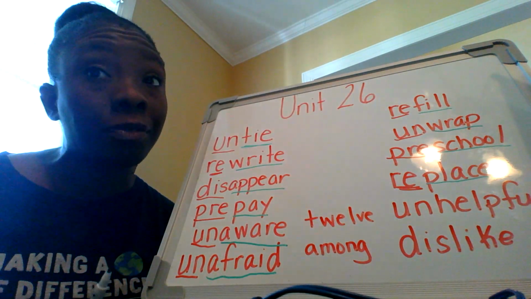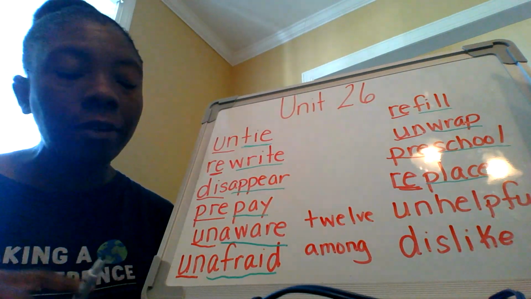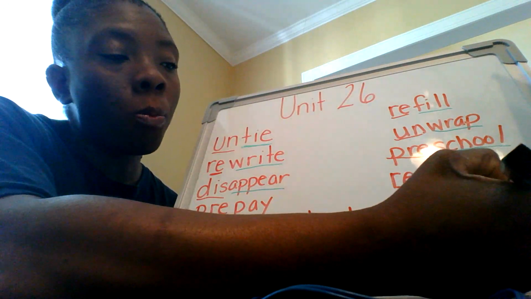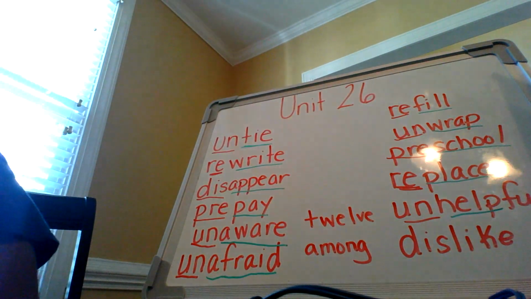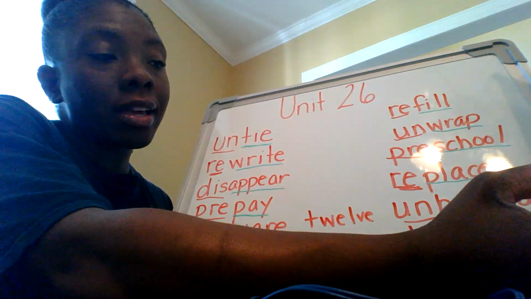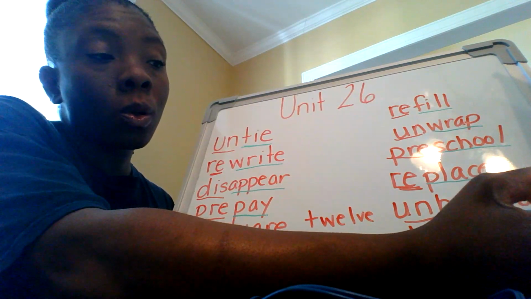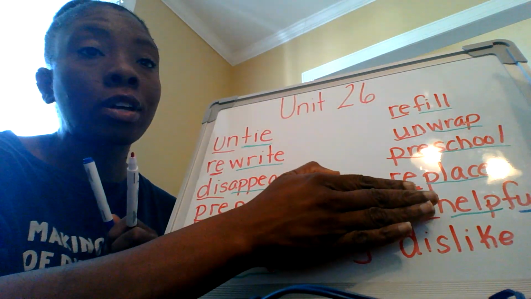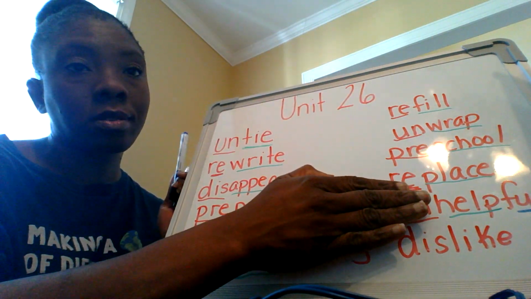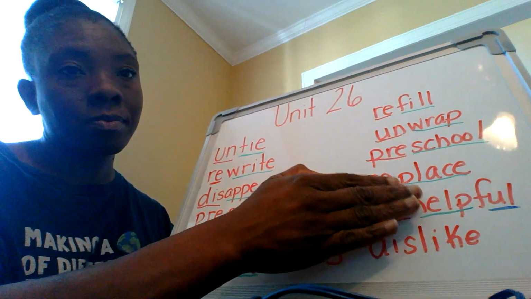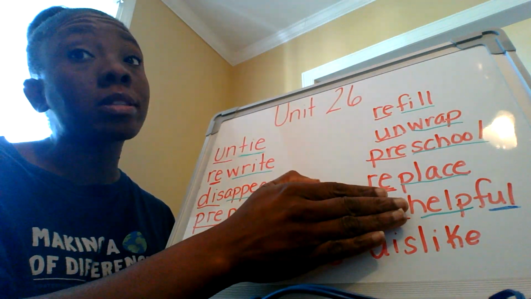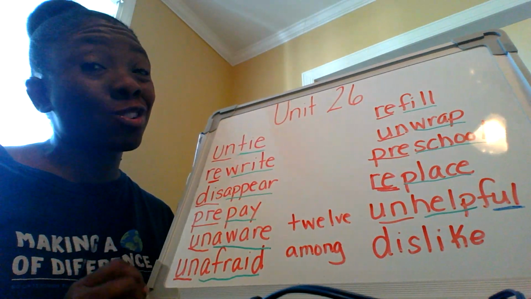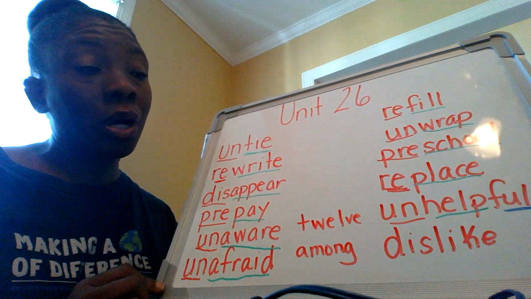The next word is unhelpful. Unhelpful actually has a prefix and a suffix. The prefix here is un. The base word is help. And then we have a suffix here. The suffix is full. Now I'm going to take off the prefix for just a moment and just look at helpful with the suffix. I want to make sure you can see this. There we go. So helpful means full of help. If we put un in front of it, it means that you're not full of help.